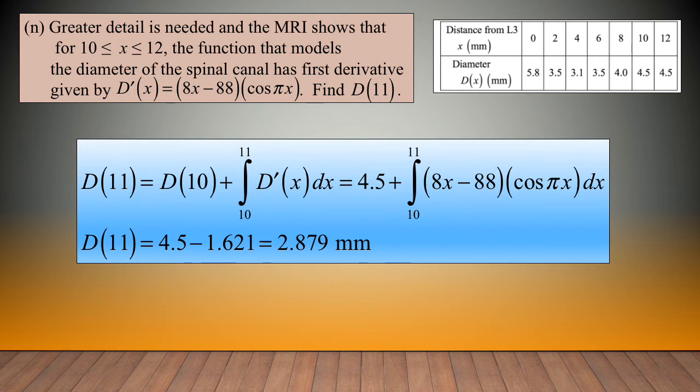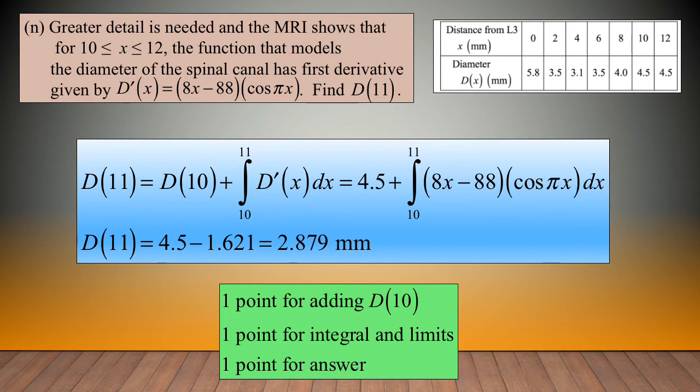We know from our chart that at x equal to 10 millimeters, our diameter is 4.5 millimeters. So we get 4.5 plus the integral from 10 to 11 of 8x minus 88 cosine pi x dx. Using our calculator, we get D of 11 is equal to 4.5 plus a negative 1.621, and we get 2.879 millimeters. 3 points for this problem, 1 point for adding the D of 10, 1 point for the correct integral and limits, and then 1 point for the final answer.